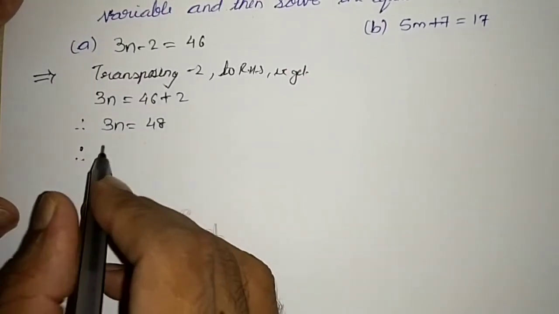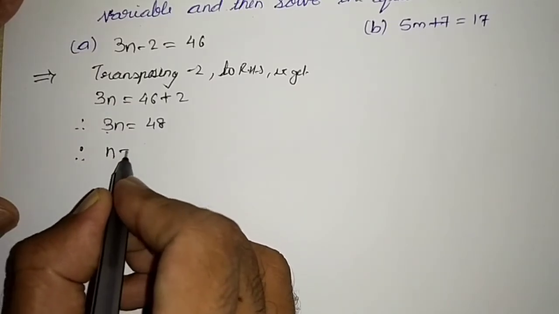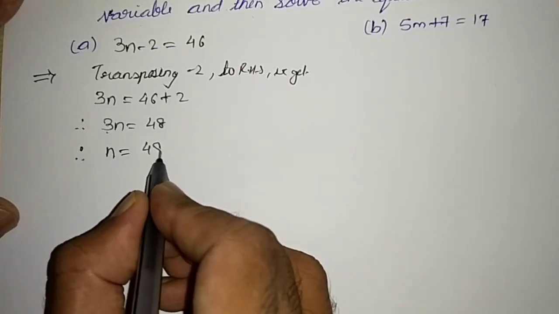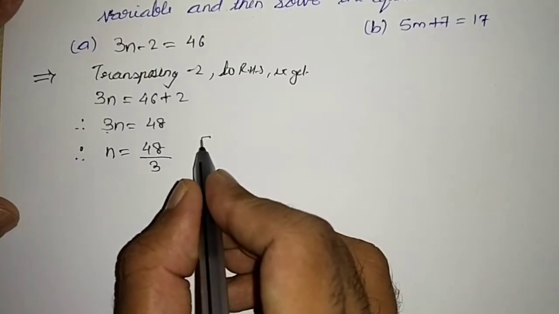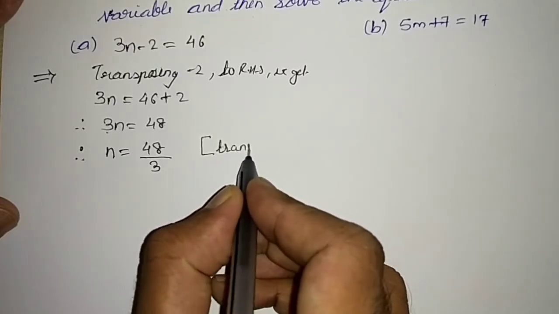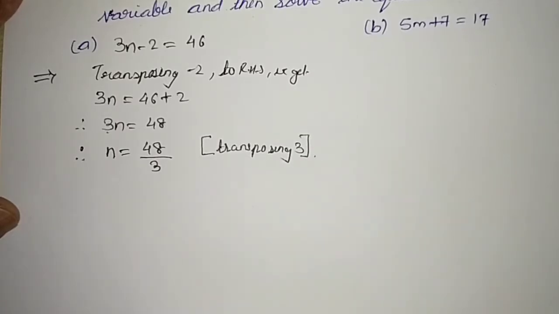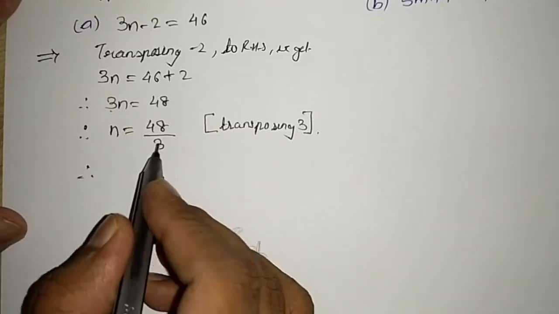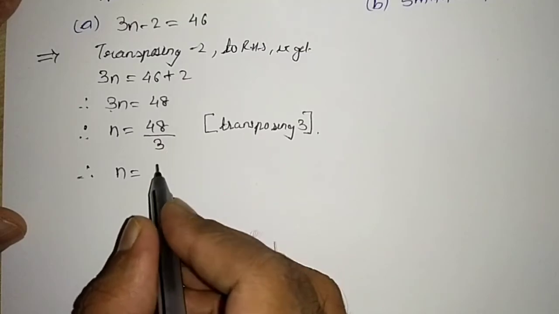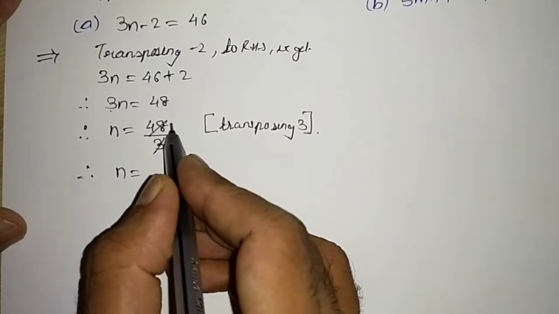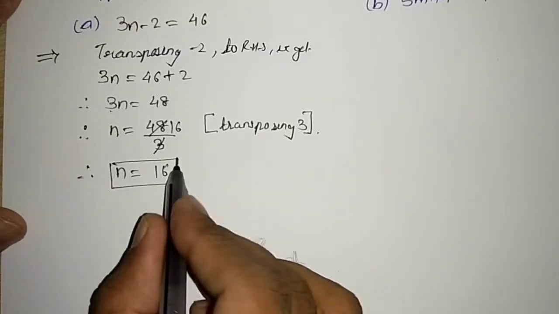Now next step, 3 is in multiplication, so we will transpose it to RHS, and it will divide in RHS. We will write transposing 3. Now 3 in 16th table, 16 3s are 48. So I will write 3 1s are and 16 3s are. So it will be n is equal to 16.